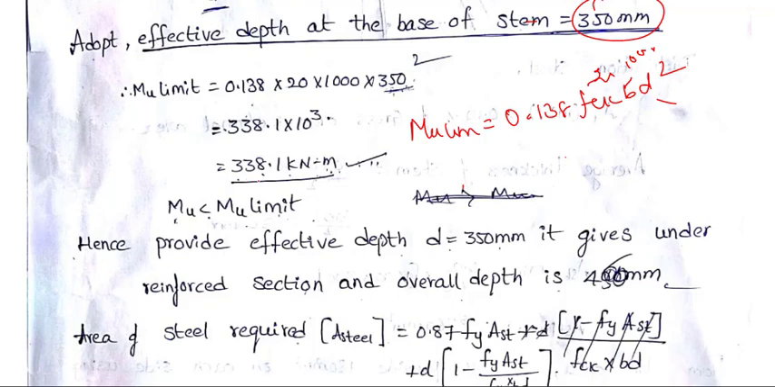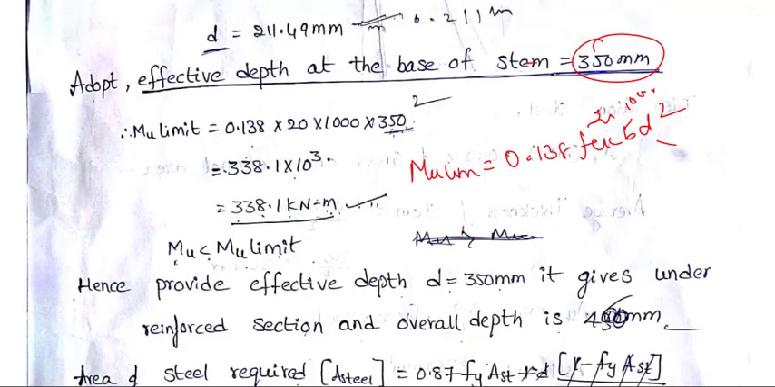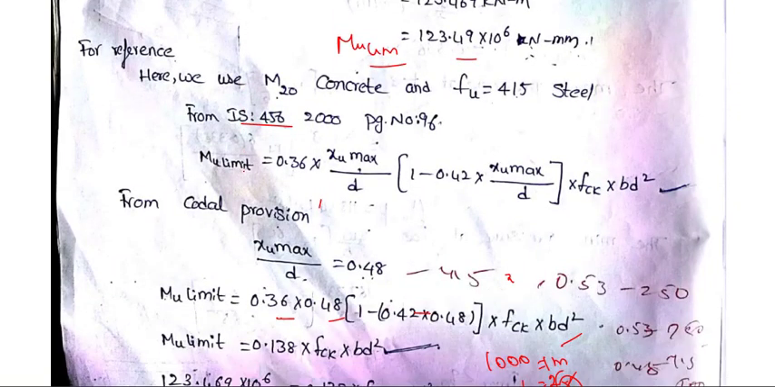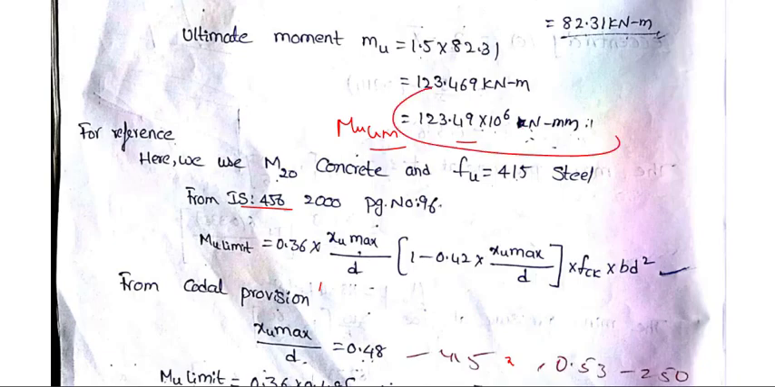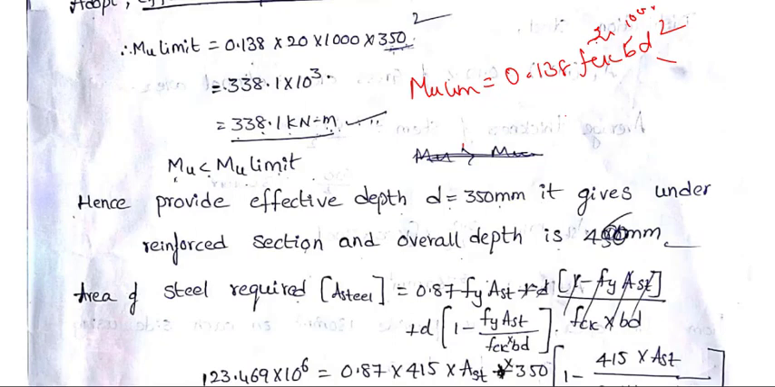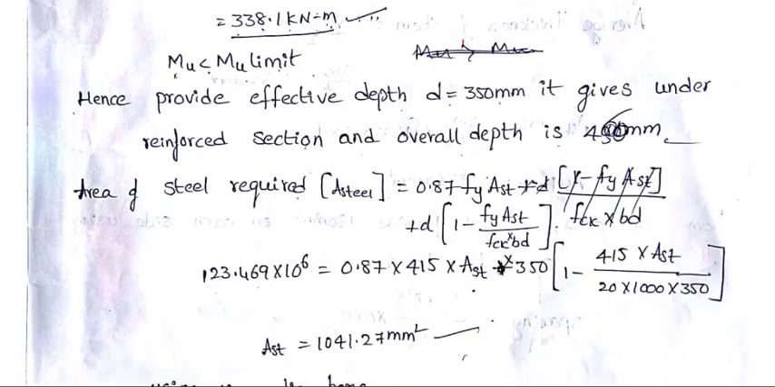So what is the Mu limit? 339 kilonewton meter. And what is the Mu which is going to occur on the stem? 123. For the provided dimension which I have given, it is able to resist 338 kilonewton meter. So it is safe, since Mu is lesser than Mu limit. Hence provide effective depth d equal to 350 mm, and overall depth equal to 400 mm, which we have already provided.